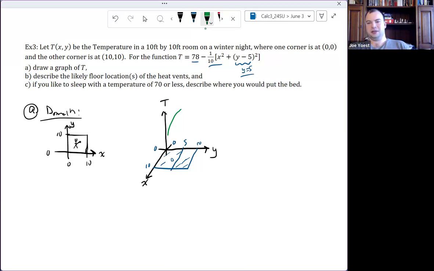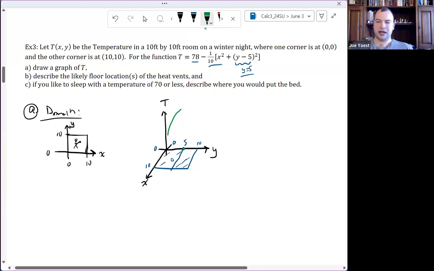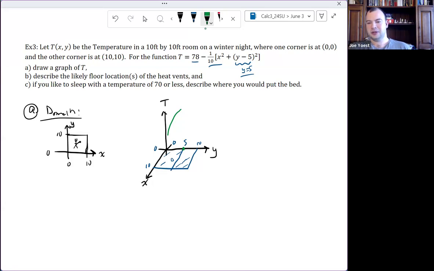And that's representing the temperature reading as I stand at this point, x equals 0, y equals 5, and walk parallel to that x wall. Parallel, staying at y equals 5 and walking from x equals 0 to x equals 10. That's the reading I would get. Now, if y is a bigger number, say like 10, or a smaller number, say like 0, well, 10 minus 5 squared or 0 minus 5 squared is going to give me a larger number here.